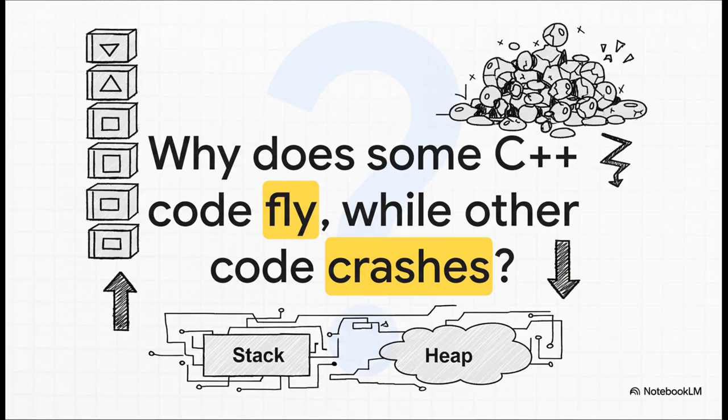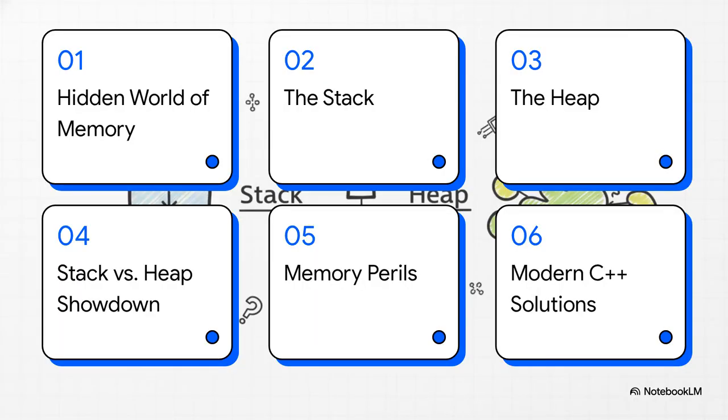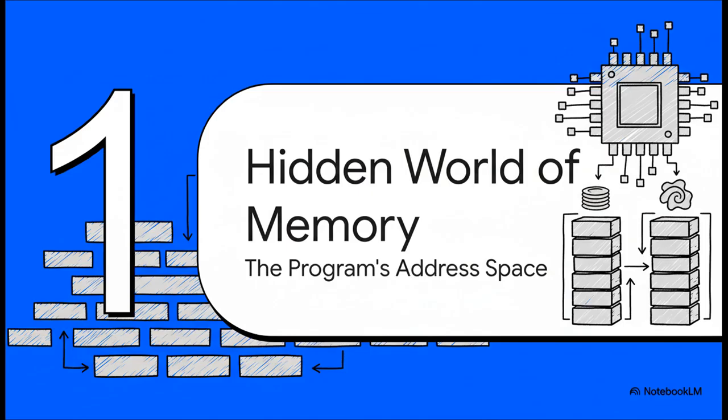And it all comes down to two key areas that make or break your program, the stack and the heap. So here's our game plan. We're going to meet our two main characters, the stack and the heap, put them head to head, look at the absolute chaos that happens when things go wrong, and then we'll see how modern C++ gives us the tools to master them both.